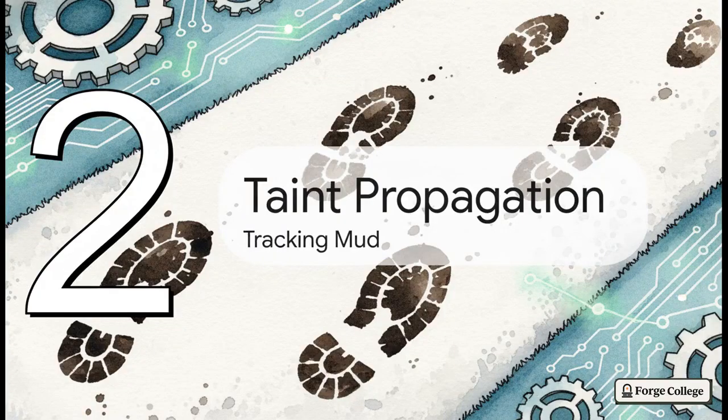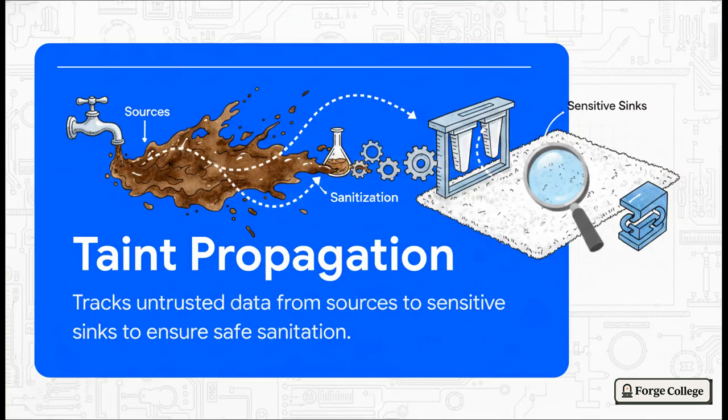Moving on to Section 2, Tracking Mud, Taint Propagation. For this one, I want you to picture something. Imagine a pair of incredibly muddy boots walking across a pristine, white, super expensive carpet, just ruining it. That mental image, that's exactly what we're tracking here. At its core, taint propagation is an analysis technique that tracks the flow of untrusted data, that's our mud, from external sources, all the way to sensitive execution sinks, our pristine carpet, just to ensure it's been safely sanitized.